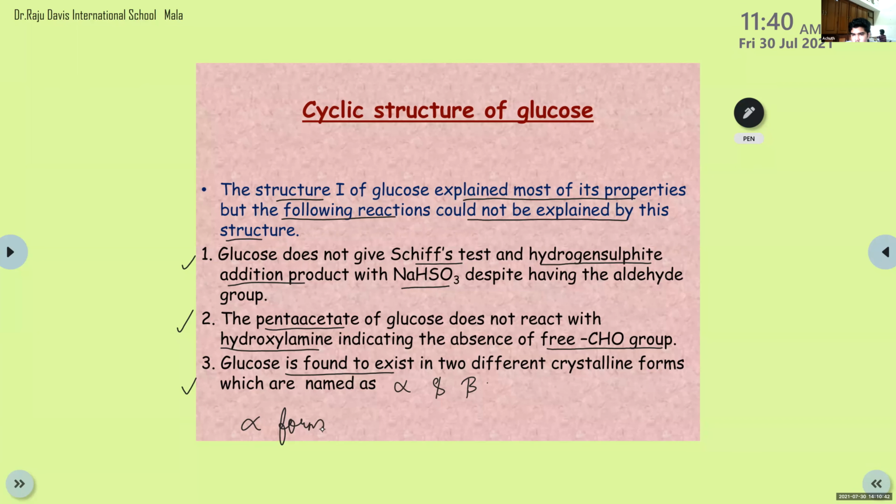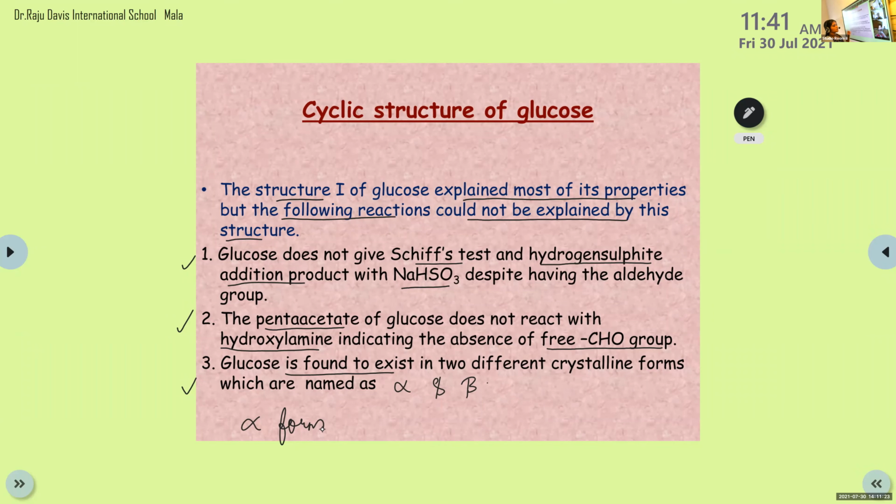Ma'am, tell us again what is Schiff's test. Yes, it's a reagent, known as Schiff's reagent, okay? If a carbonyl group is present in the other reactant that reacts with this reagent, it will give a positive result. And in the structure of glucose, there is an aldehyde group, right? But it will not give this positive result. That means there is some issue with this aldehyde group. It's not in a free state. That's why it cannot give a positive result. That will be explained by the cyclic structure of glucose.